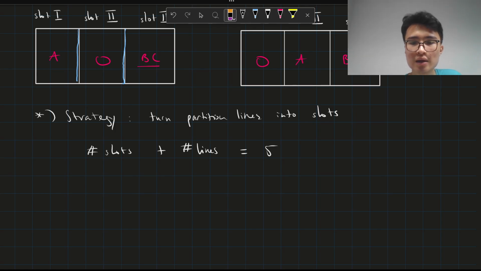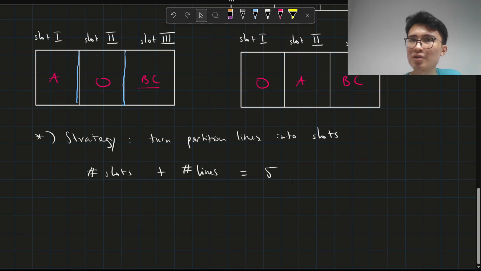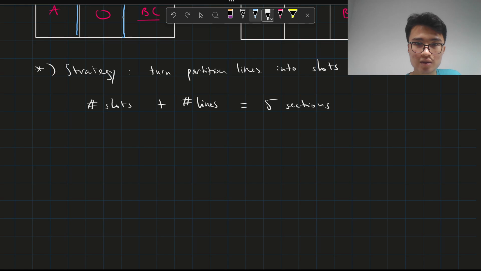I should name it maybe... how do I change the name? What's the new name I'm looking for a new slot? Maybe 5 sections. Yeah, 5 sections. So now we have 5 sections. Here, 1, 2, 3, 4, 5. See, now I have 5 sections.